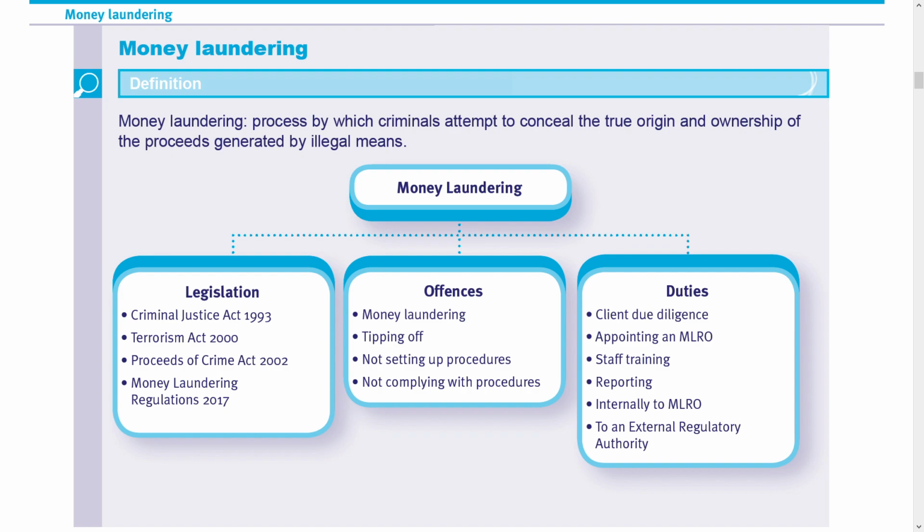Reporting. You have to report if money laundering happens. Internally to the MLRO. And then to an external regulatory authority you might have to report if you come to find out that money laundering is taking place, or you suspect that money laundering is taking place where you are auditing.